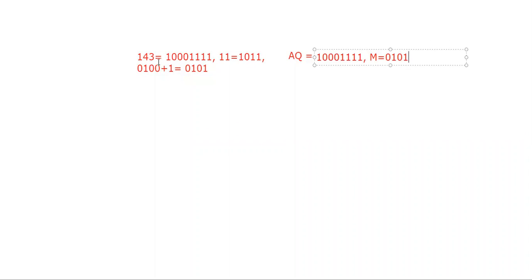Now let's revise again. This is your dividend. This is your divisor. 11 is your divisor. And now let's start with our algorithm. So at first we have A, and we also have register Q. What are we going to store in these two? The two halves of AQ will together hold your dividend. So this will be stored like this: 1 0 0 0 in A, and in Q you are going to have 1 1 1 1.